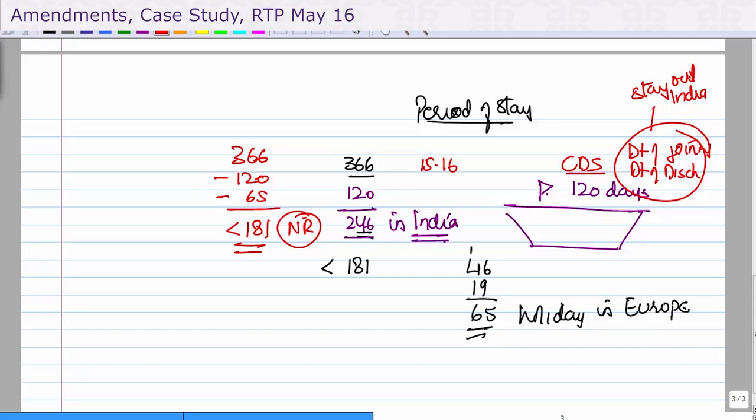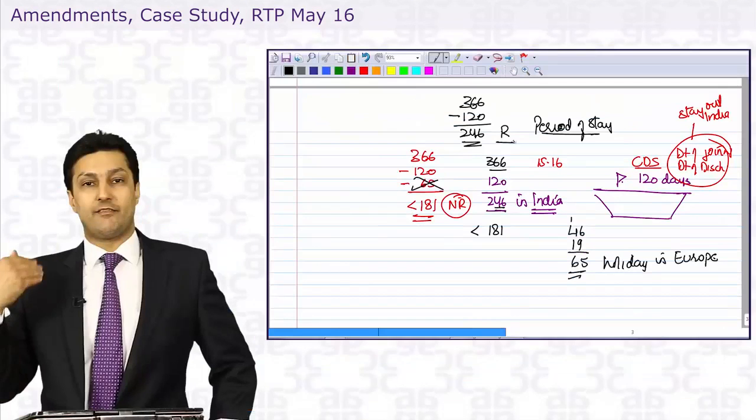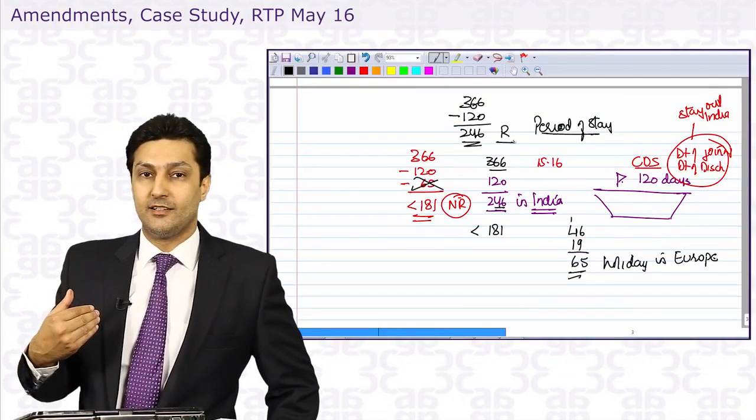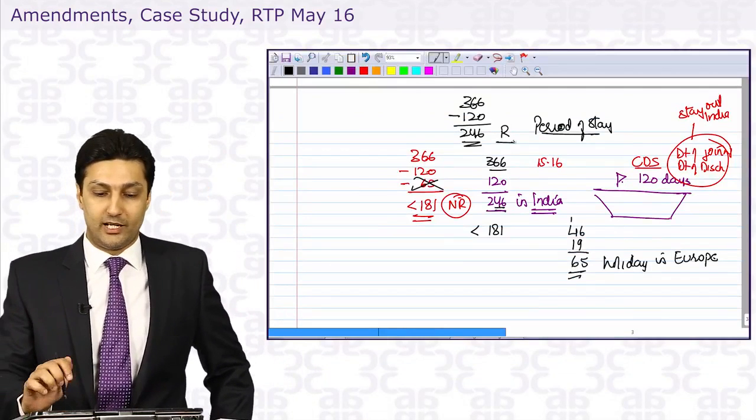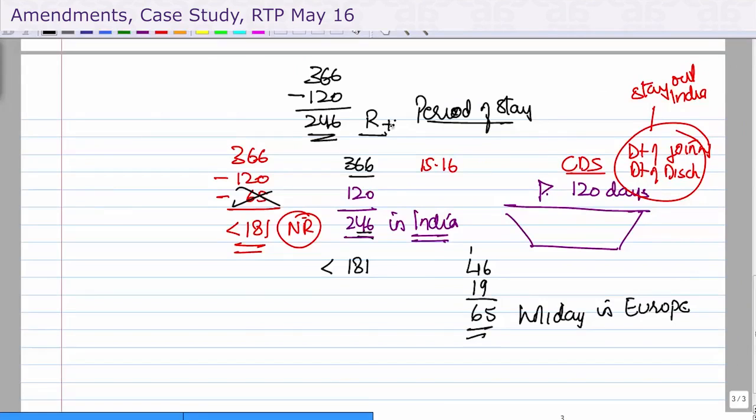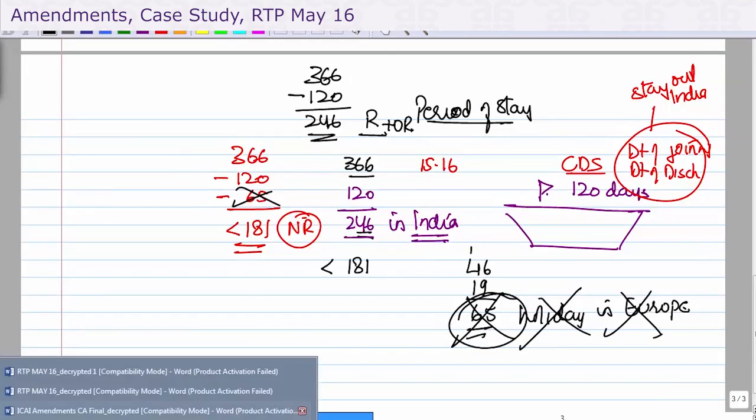So while calculating their period of stay, we will say 366 minus, this time not 65 but only 120, so it becomes 246. Therefore this guy will become a resident, and if in the previous 7 years he has fulfilled 730 days and of course been a resident for 210, he will become a R plus OR. So two things: this holiday period is not going to be now excluded, that is one.